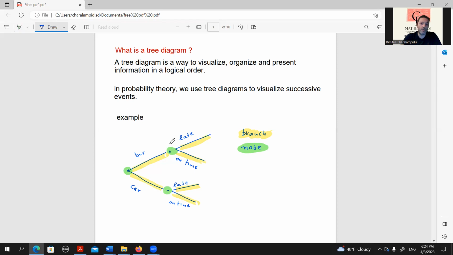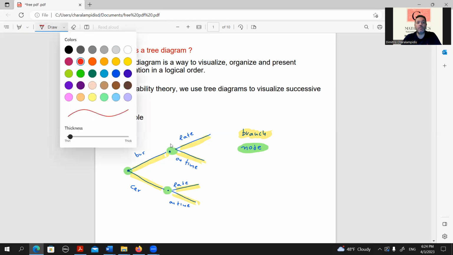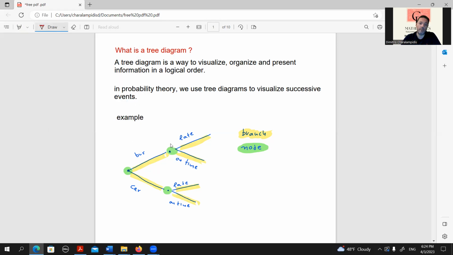What else do we need to know in probability? Usually, on top of each branch, we put the corresponding probability. For example, let's say that here we have a 0.8, here we have a 0.2, here we have a 0.6 and 0.4, 0.5 and 0.5. And what does this tell us? It gives us any information we might need.